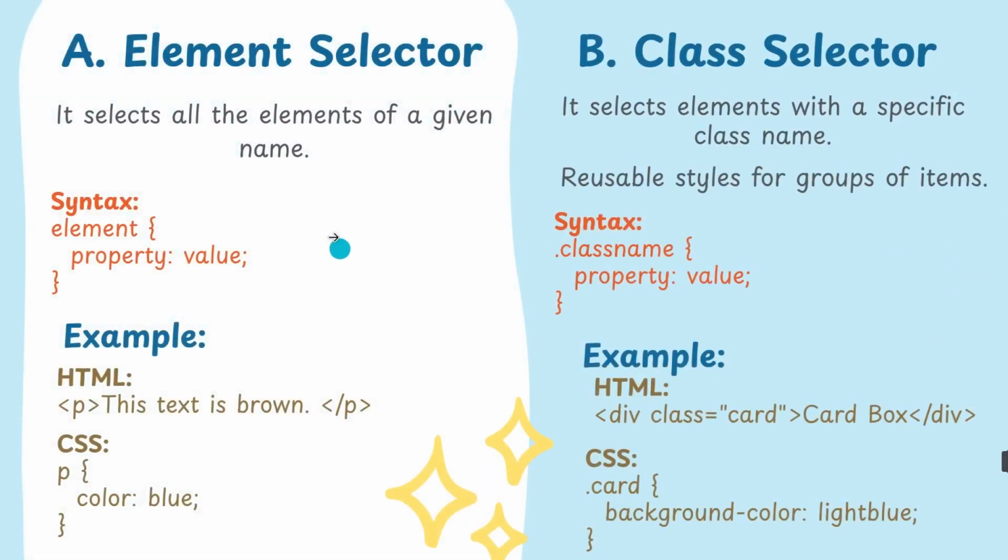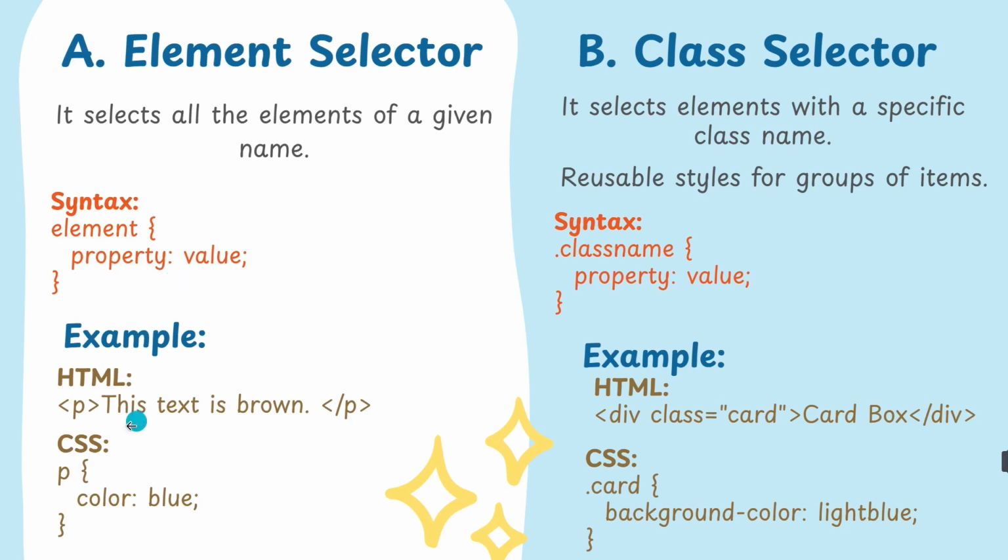So the first one is the element selector. The basic and simple way of selecting the element and giving the style is using the element selector. It selects all the elements of the given name. So the syntax here is that I need to write the element name and then followed by the property and value within the curly brackets as per the syntax of the cascading style sheet.